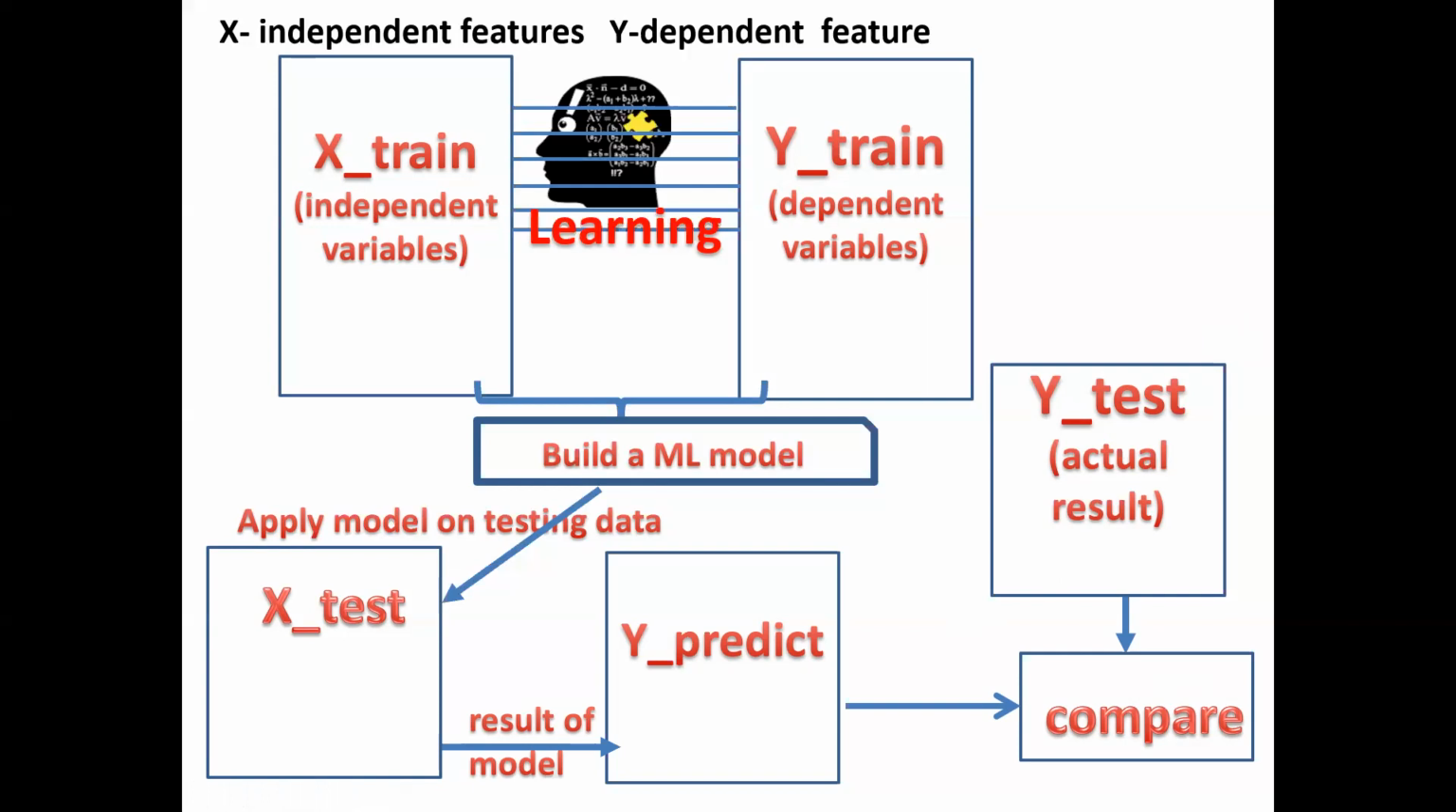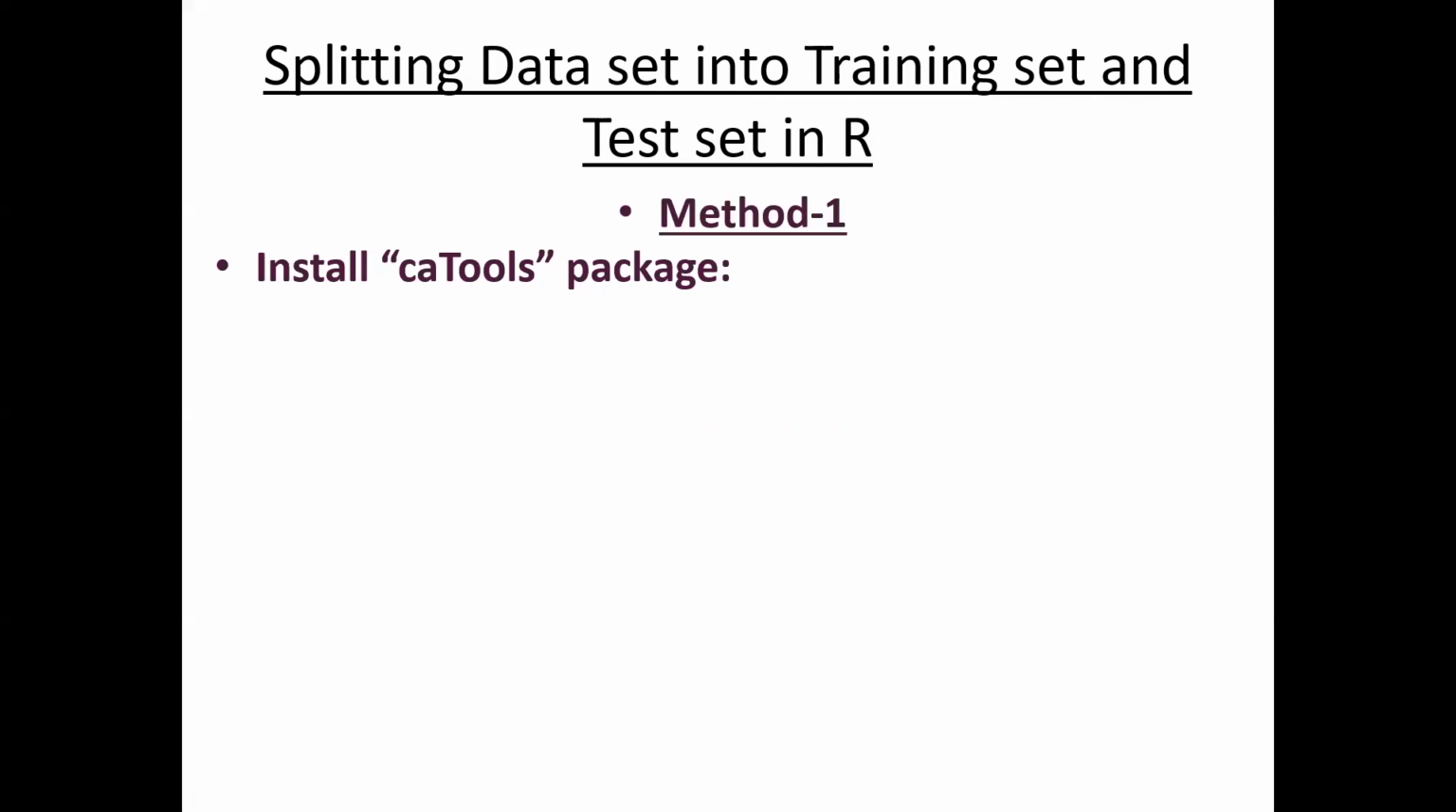So this is the process that happens in every supervised machine learning algorithm. Now, how can we do it in R, using RStudio, and how can we do it in Python? Splitting the data set into training and testing sets in R can be done in several ways. This is one way, using the caTools package. In RStudio, first you need to install the caTools package. I will show you how to install it.